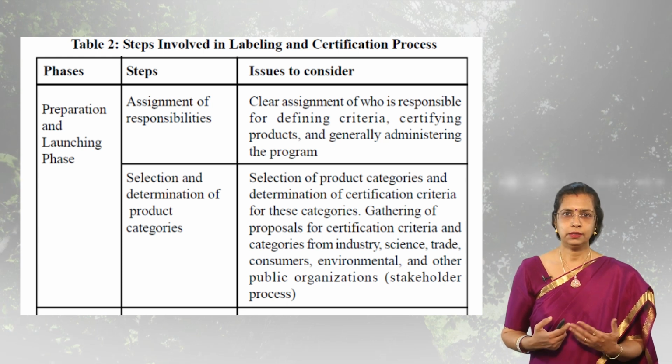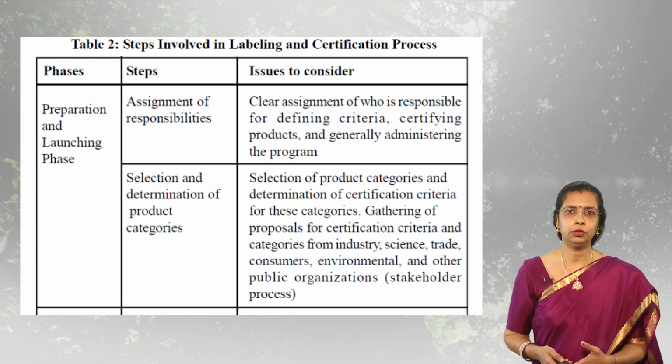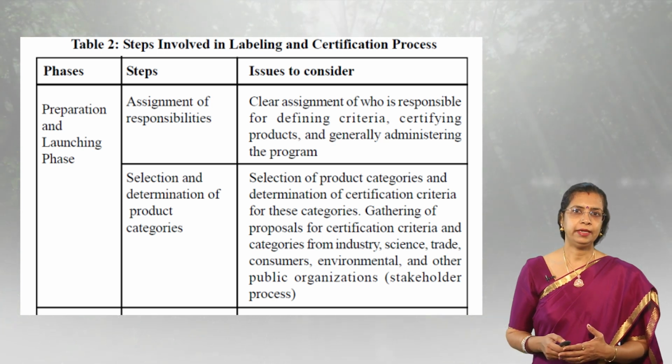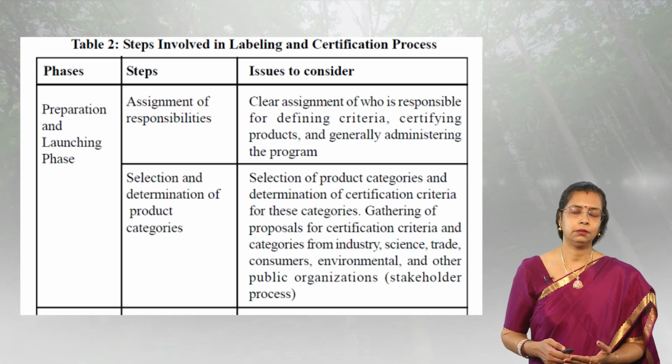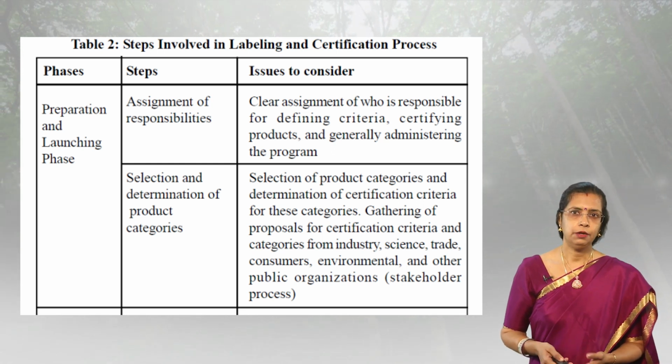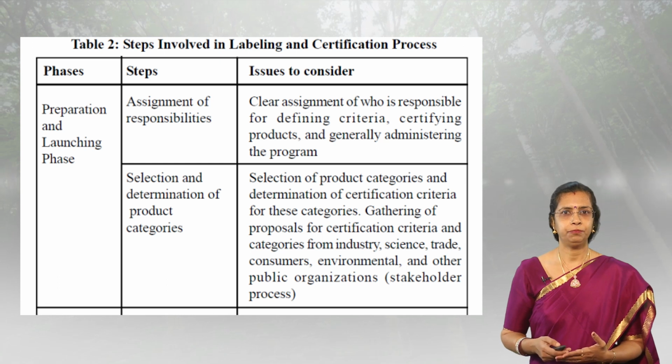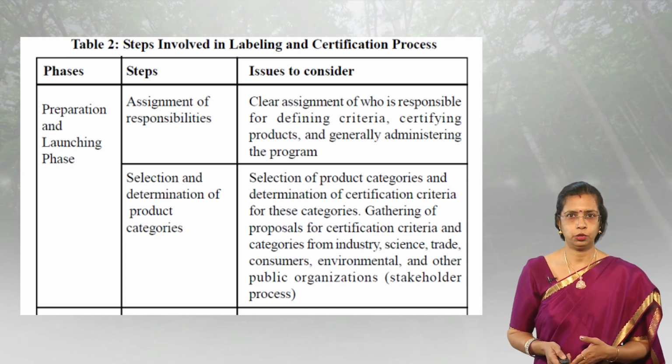categories. Once this is done, we will gather the proposals for the certification criteria and the categories. For example, they could come from industry, from the science and trade areas, then from the consumers, from the environmental and other public organizations. That is a stakeholders process.